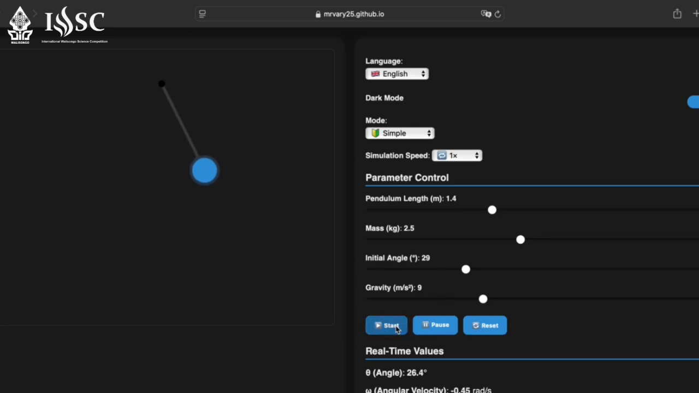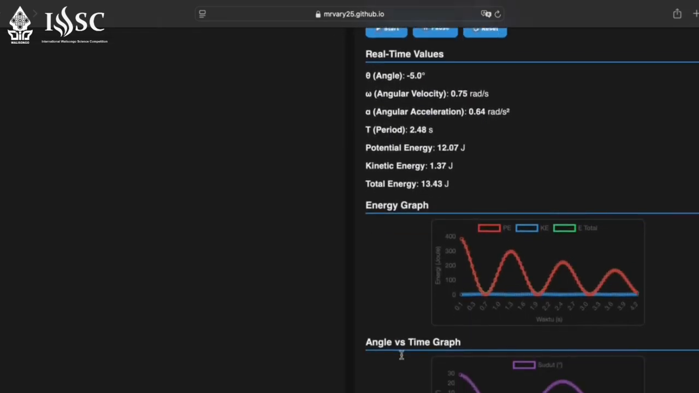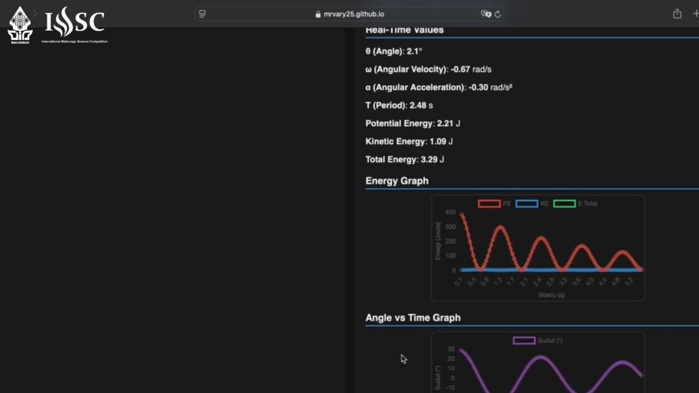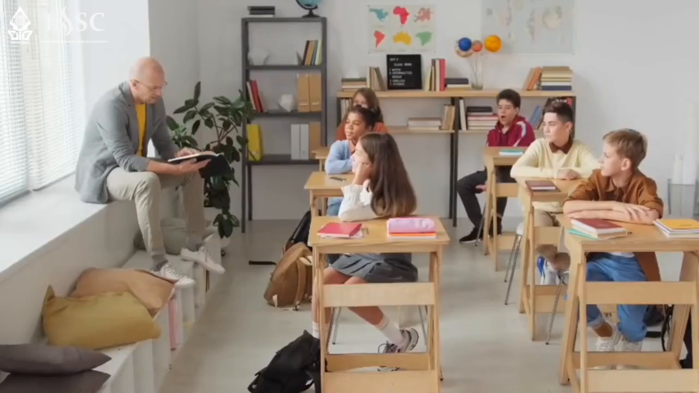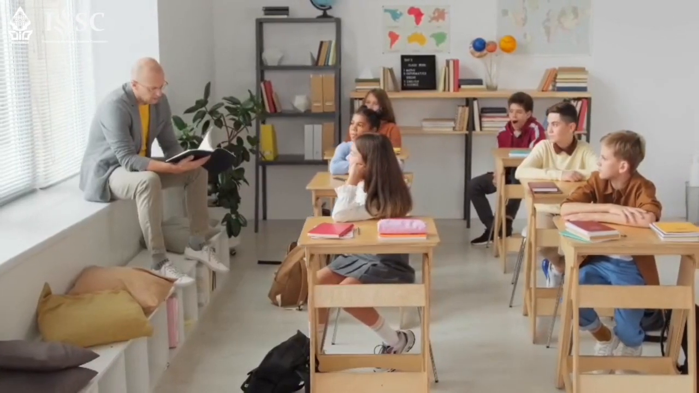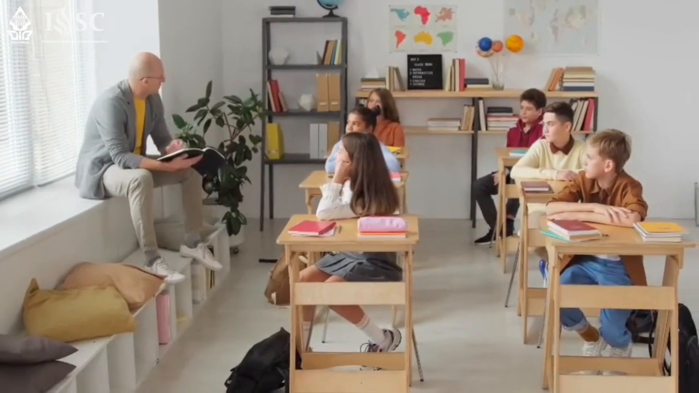Total energy remains constant in the absence of damping, and the energy graphs display a clear sinusoidal pattern. High contrast colors, interactive colors, and real-time data displays help users understand the relationship between motion and energy.